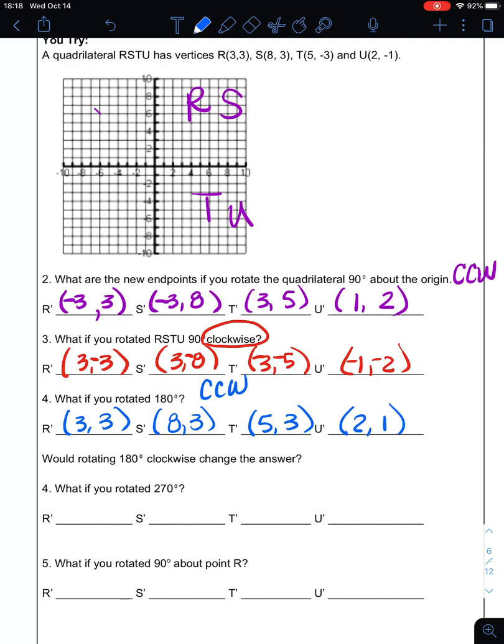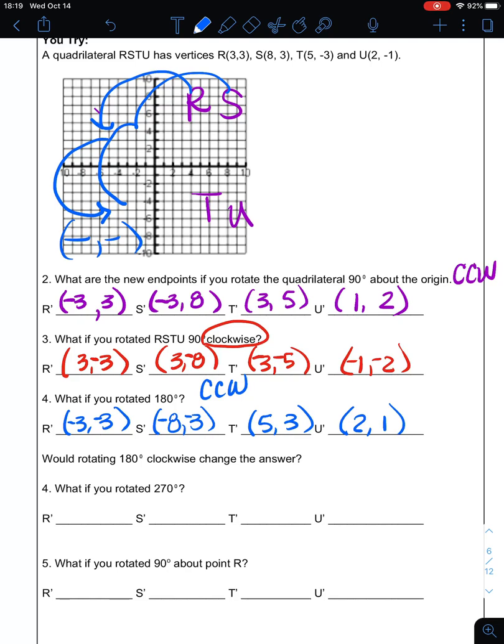It's counterclockwise because I didn't say otherwise. So I'm going to go 90, 180. Now I'm in quadrant 3. So R and S are in quadrant 3. That's where it's negative, negative. Right? So I'm going to put negative, negative, negative, negative.